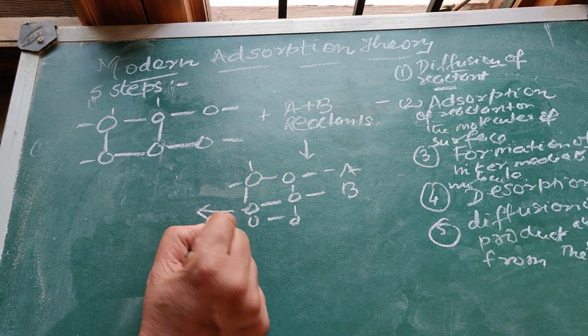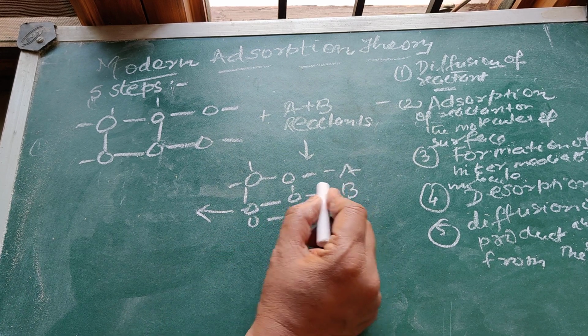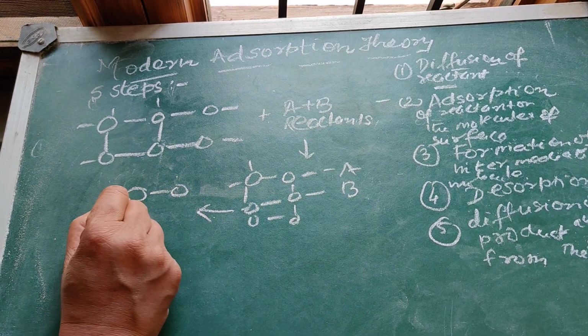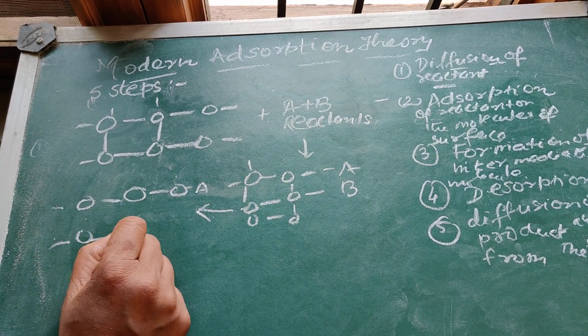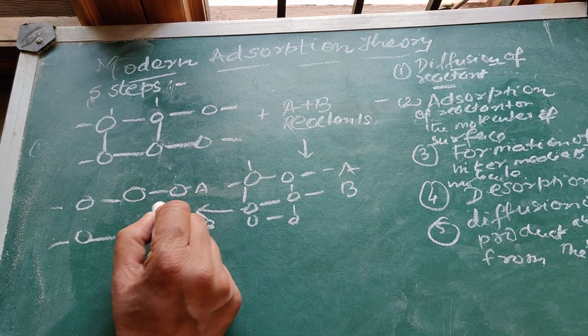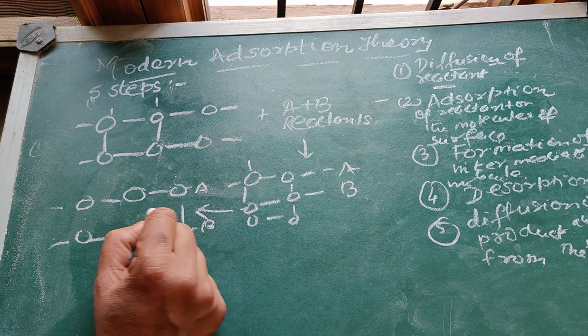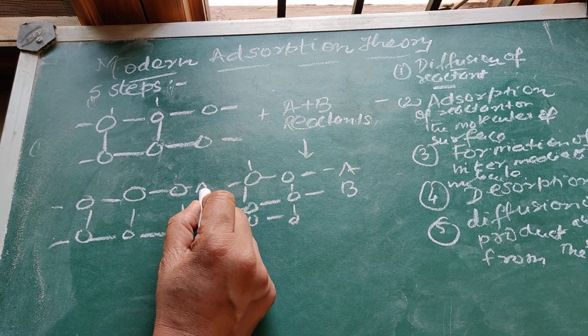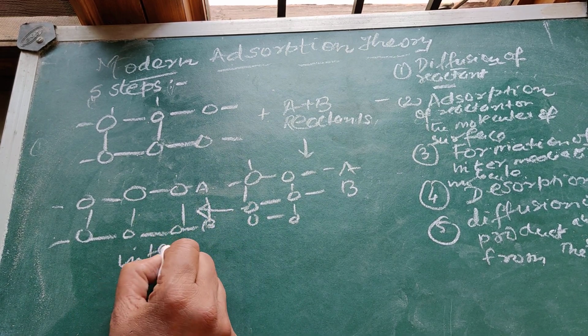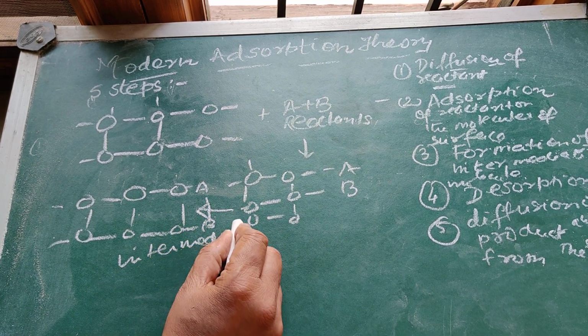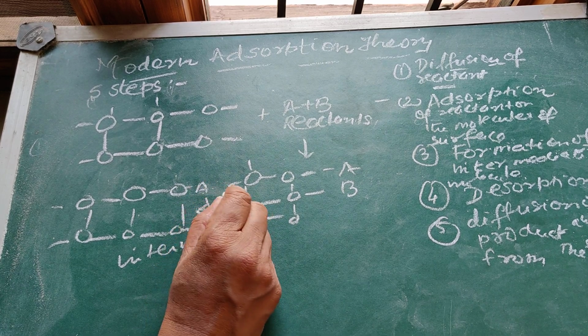Then the next step will be A, B. So a bond will form between A and B, and this is nothing but the intermediate molecule.